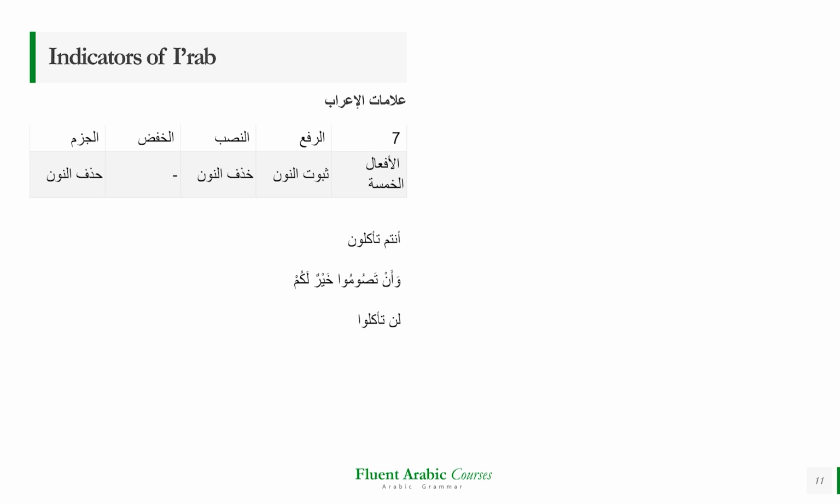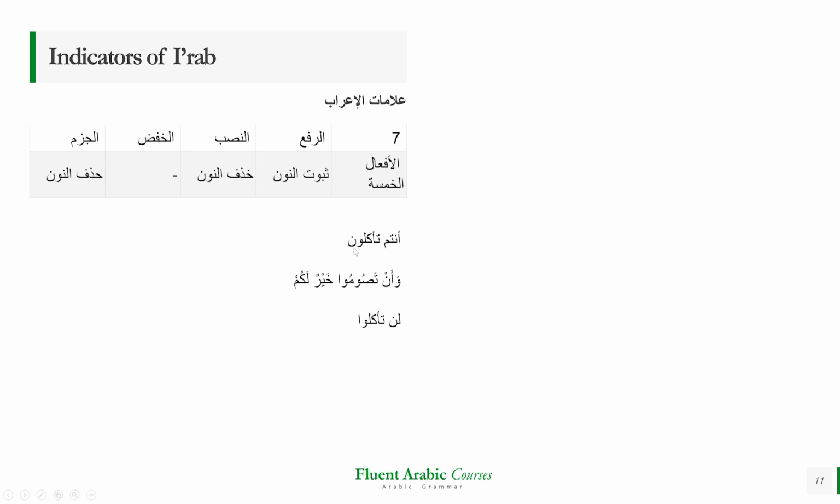Finally, we have the af'al al-khamsa, the 5 special nouns. These are nouns which generally end with the waw and the noon, like ta'kulun, tasumun, tadhabun, yajlisun, and so on. For these, the state of rafa is indicated by the final noon, the state of nasab by removing the noon, and finally the state of jazm by removing the noon again.